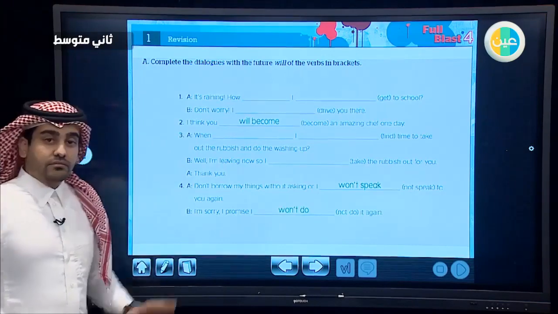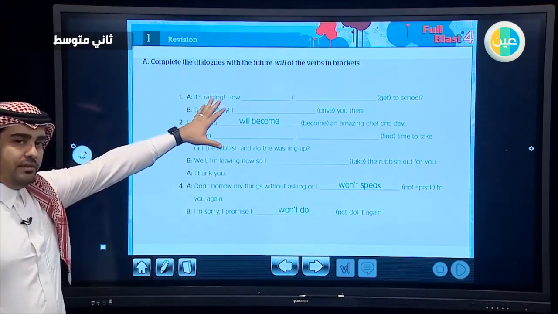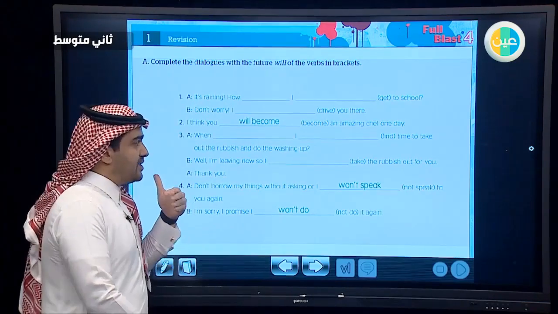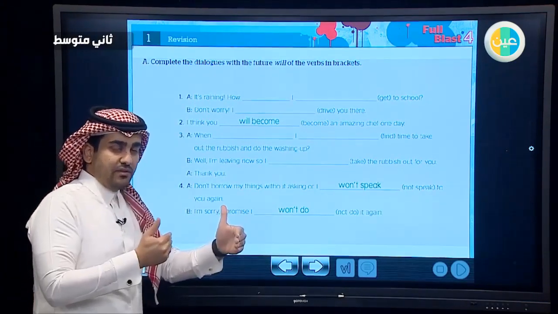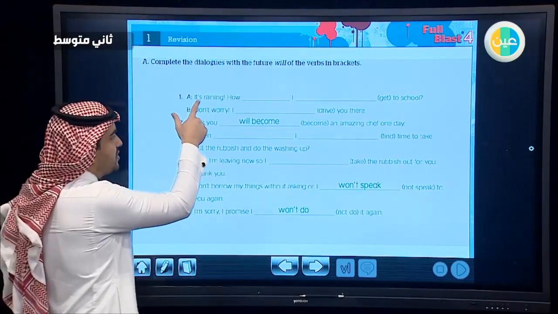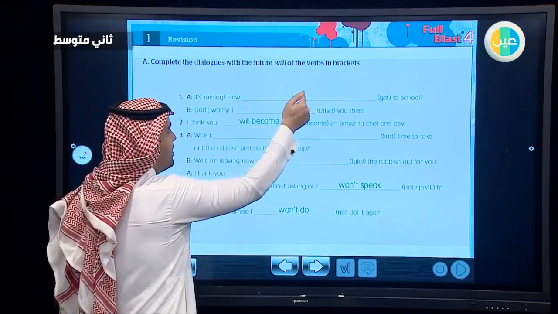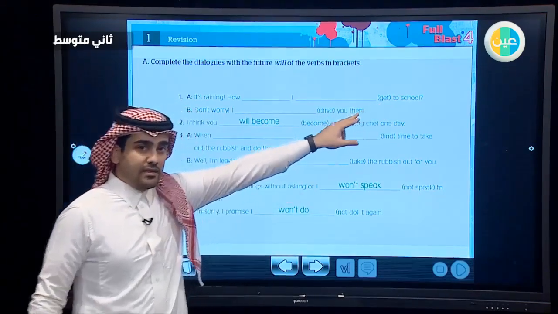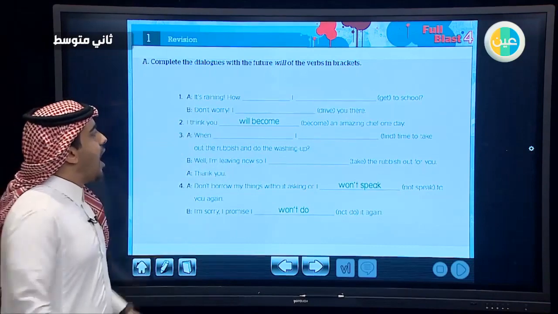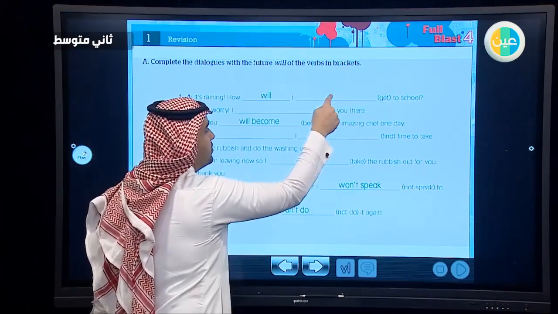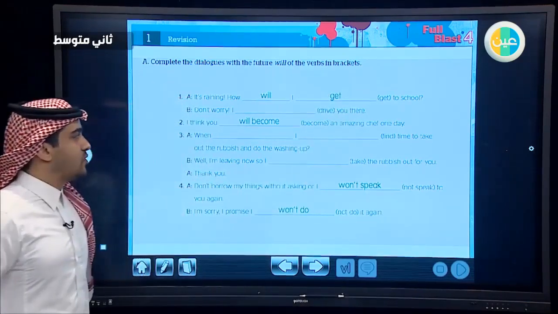Okay? Okay, good. Now let's go back to number 1. This is the question. And we said we flip the subject with the will, so will becomes first at the beginning. Here we have, it's raining. How blank I blank get to school? We need to use the verb get. So it's raining. How will I get to school?